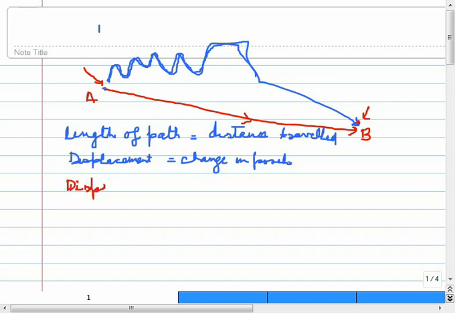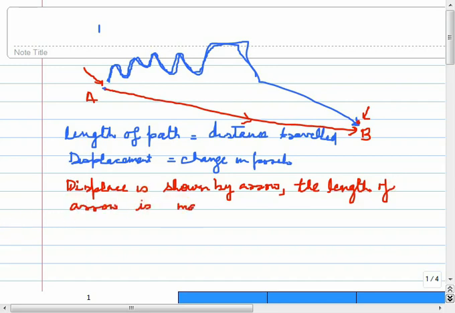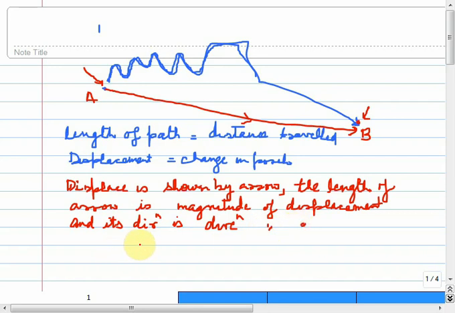Displacement is shown by an arrow. The length of the arrow is called the magnitude of the displacement, and its direction is called the direction of displacement. So displacement has both magnitude as well as direction, but distance only has a magnitude, only has size or magnitude.